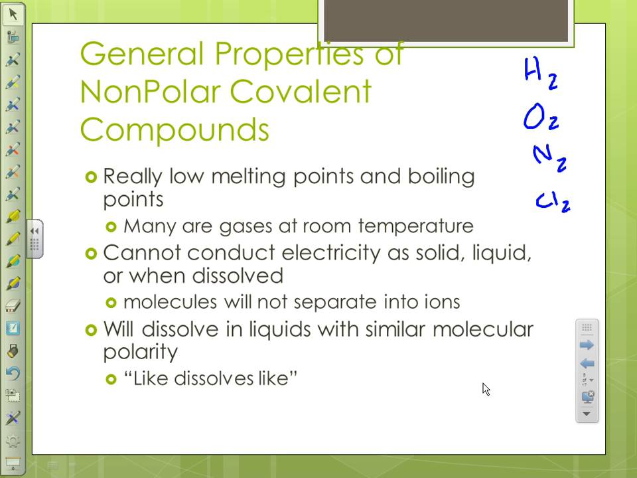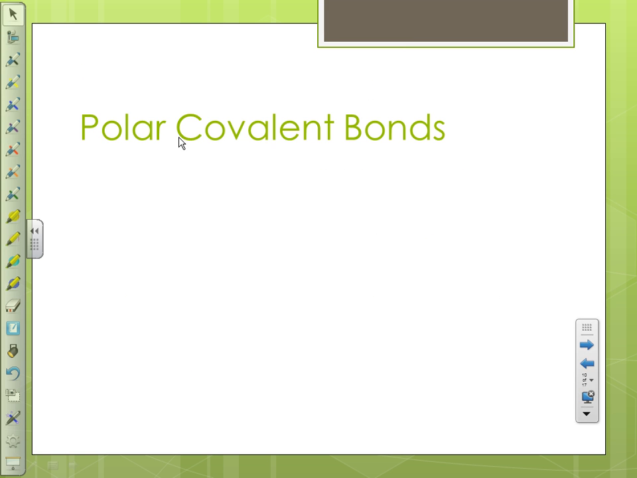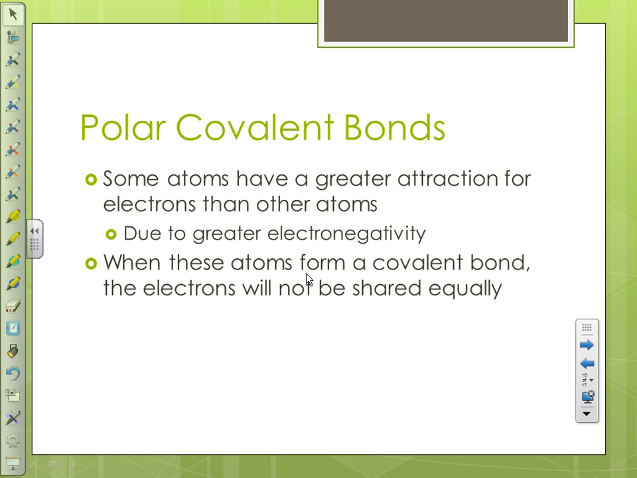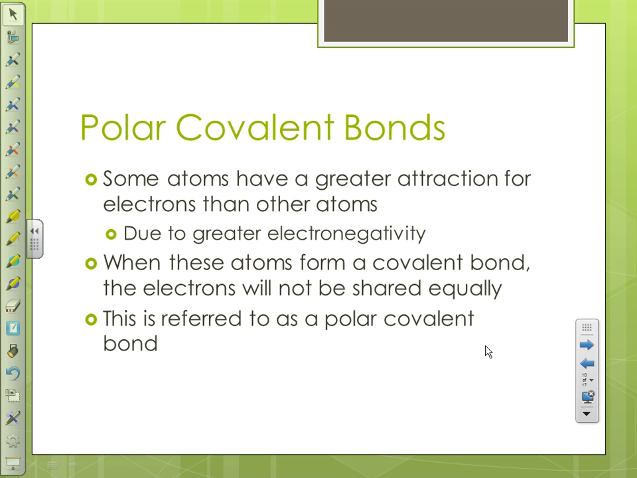So that leaves us then with those molecules that are polar. When we talk about things that are polar, we're looking at differences in electronegativity values. When these atoms form covalent bonds, the electrons will not be shared evenly. We call this a polar covalent bond. So again, we're looking at differences in electronegativity, and we said that if we have differences between 0.4 and 1.7, those bonds will be classified as polar.